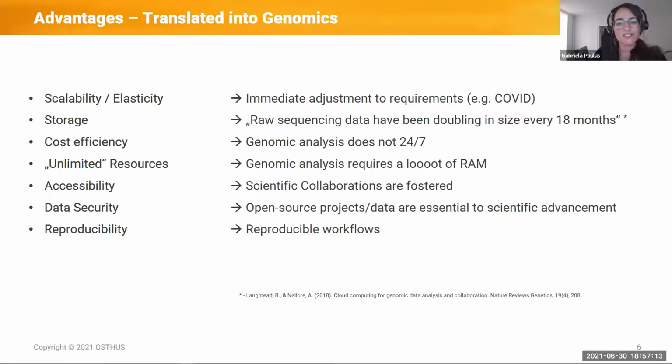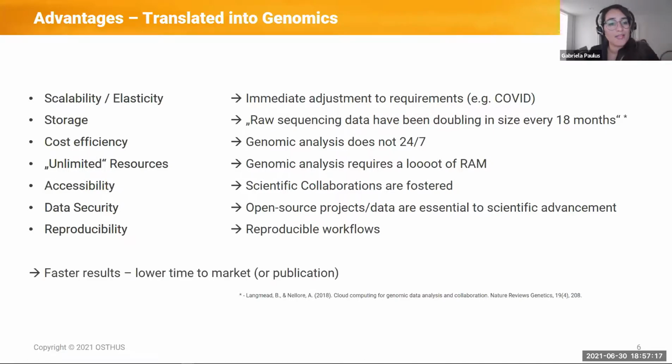Now, all taken together, these advantages lead to results too. So on one hand, we have fast results. As we mentioned before, we also have lower costs. So fast results at lower costs, which means we can produce many more results in the same time frame. And that means a lower time to market. Or as the PhD students here will know, a lower time to publication, which can actually be a lifesaver as a PhD student. So yeah, using the clouds saves lives, if I want to exaggerate it.